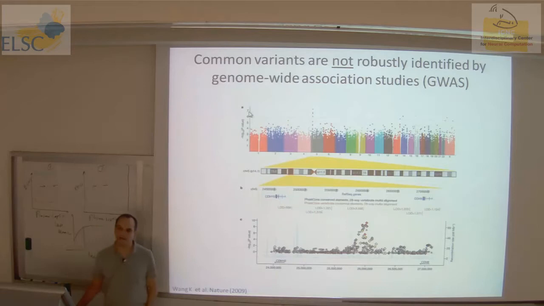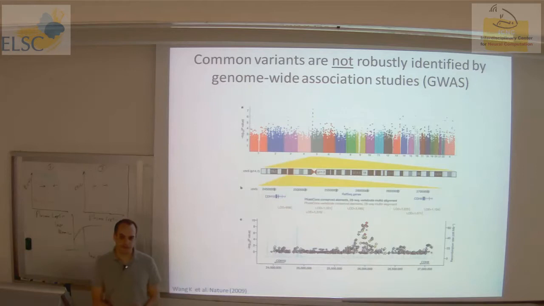So this is the most significant peak, okay? That's why you want a Manhattan plot, a lot of peaks coming up. This is just a zoom in, showing the area of significance. It's an area very far from any gene. And so this was a Nature paper.